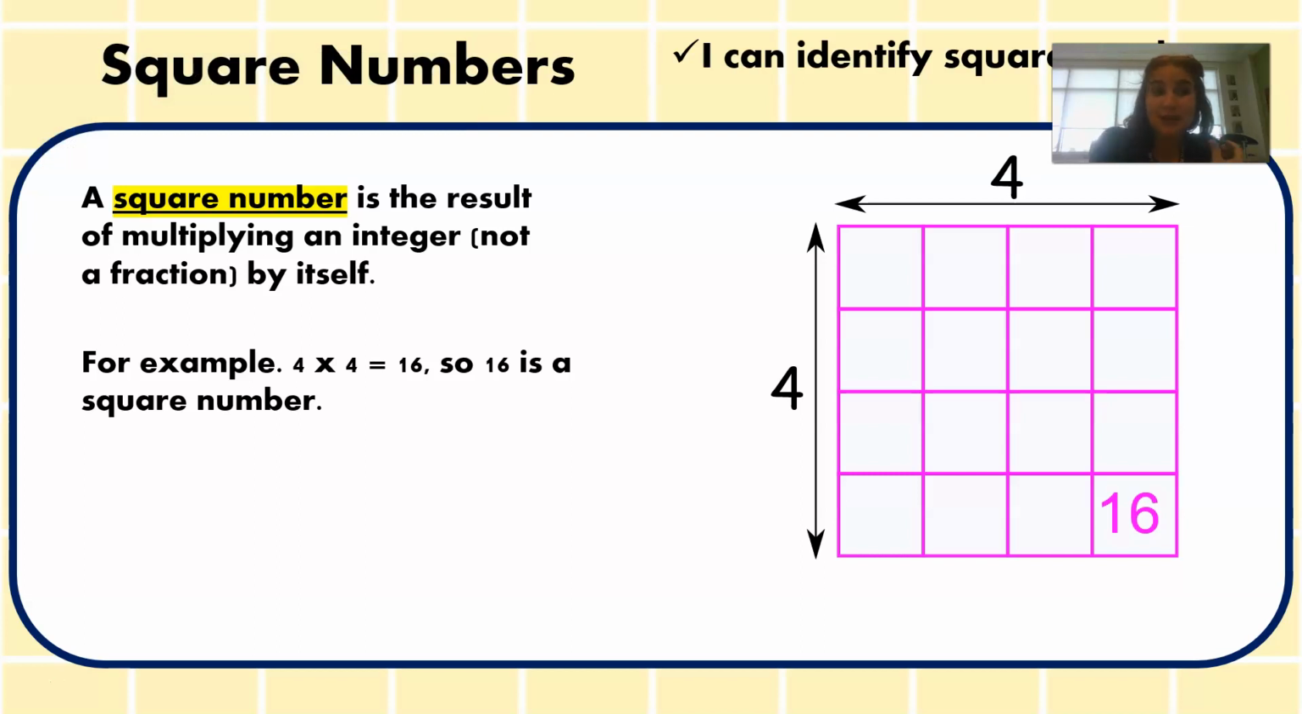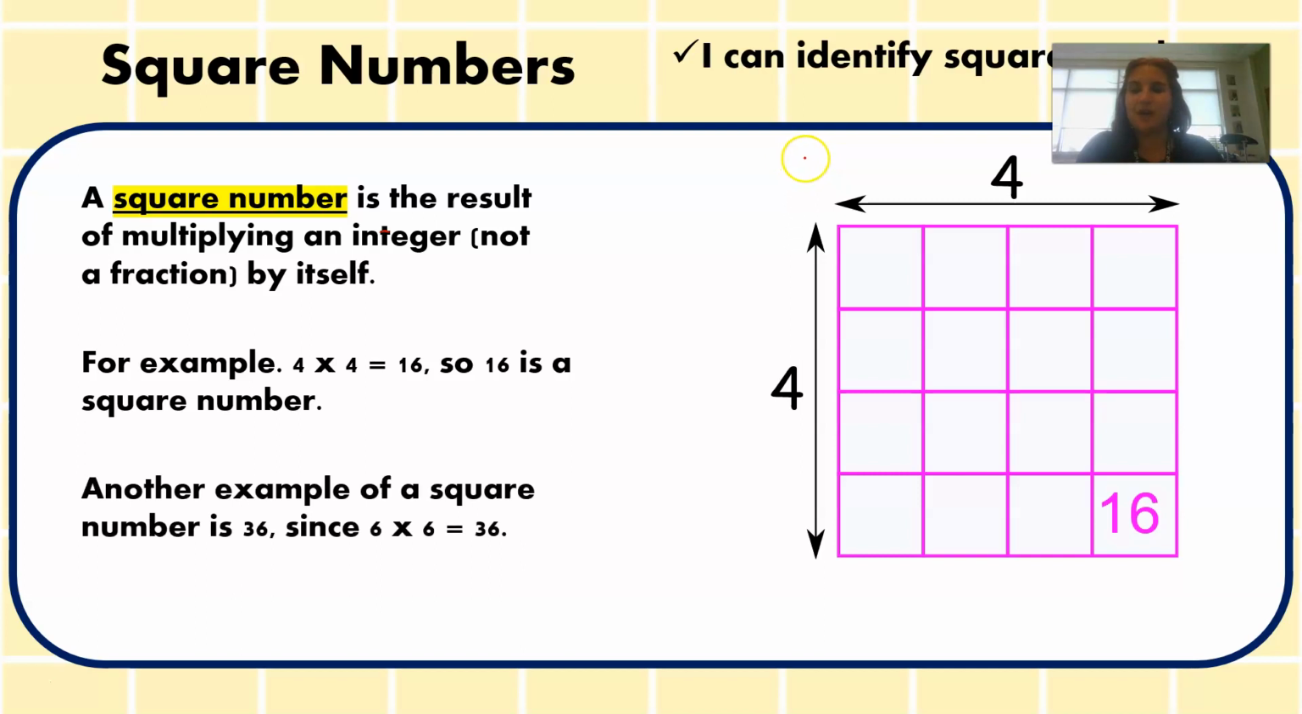So square numbers make squares. If there's 4 on one side and 4 on the other side of the square, then the whole square is 16 units squared. That's why they're called square numbers, because they always make squares, because the length and the width are the same. Another example of a square number is 36, since 6 times 6 equals 36.